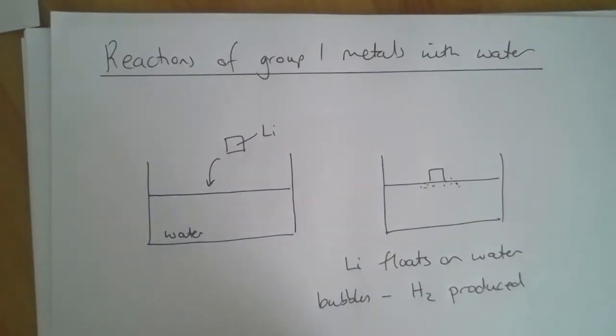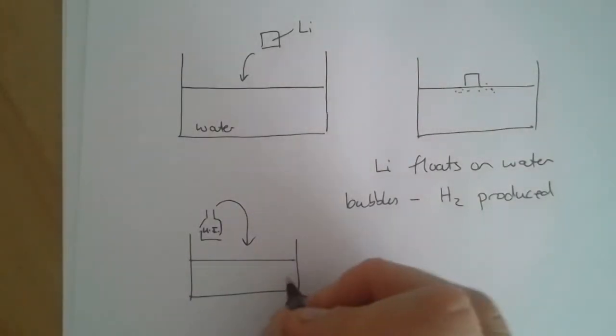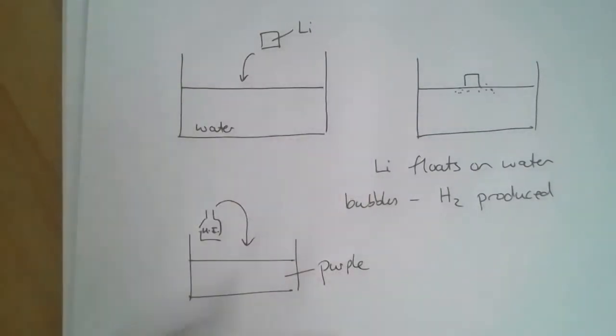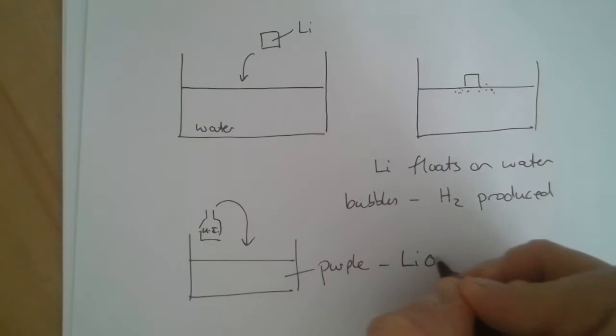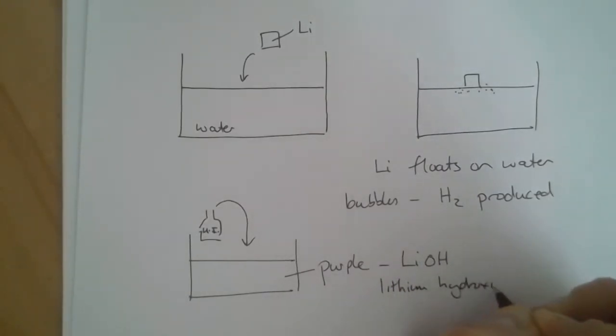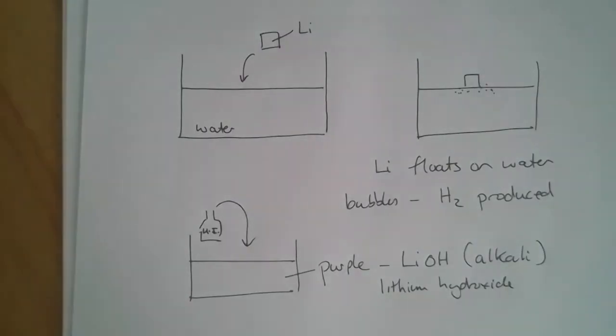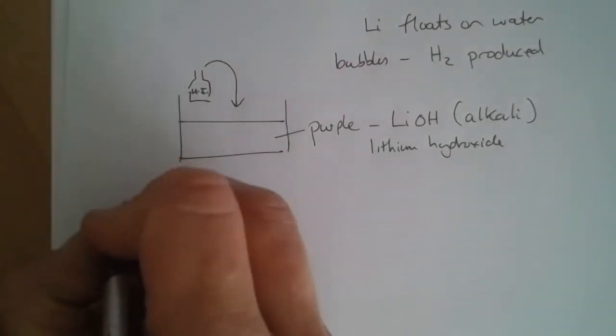Once this reaction was over, if we were to take some universal indicator, so here's a bottle of universal indicator, and add a few drops into the water trough, then the universal indicator in the water trough would turn purple. And that's because lithium hydroxide, and I'll write the name under there, lithium hydroxide is produced, and lithium hydroxide is an alkali.